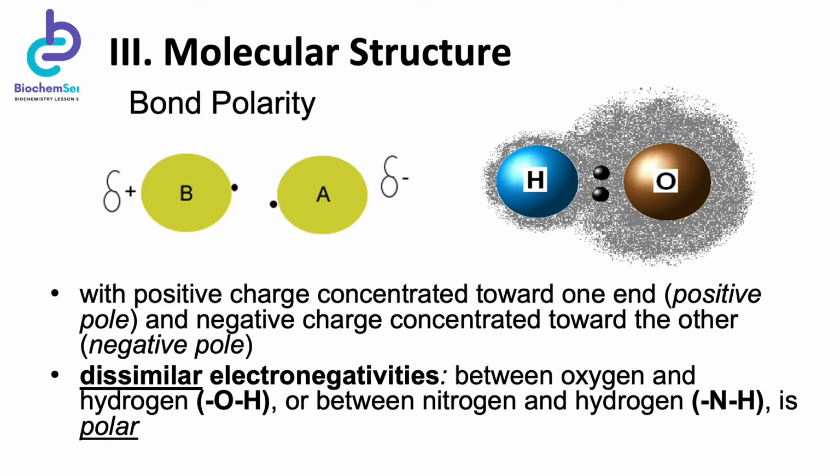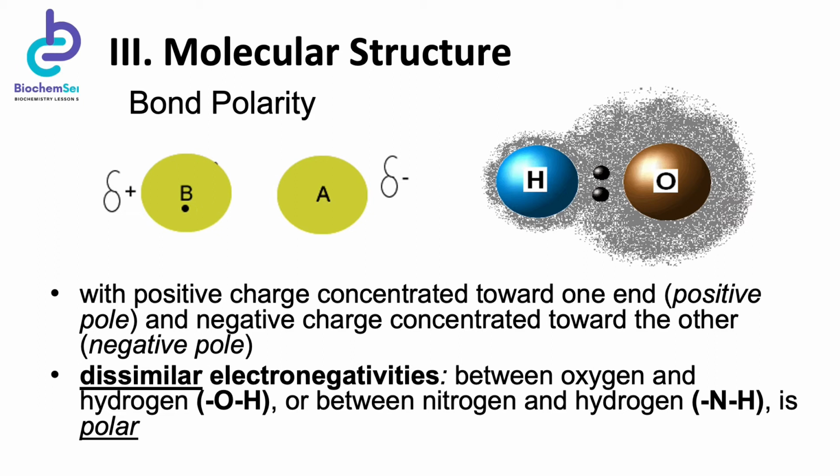To illustrate this further, when the atoms joined by a covalent bond have dissimilar electronegativities, the two atoms usually attract the shared electrons to different degrees, giving rise to a polar group or molecule. By definition, a polar structure, in the electrical sense, is one with positive charge concentrated toward one end, that is, the positive pole, and negative charge concentrated toward the other, or the negative pole.